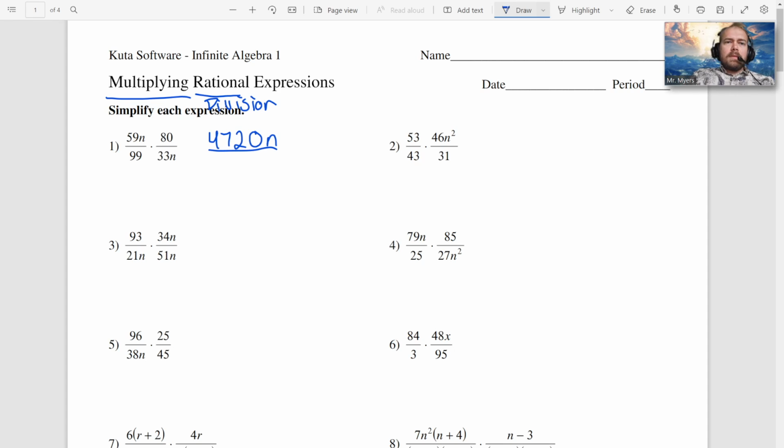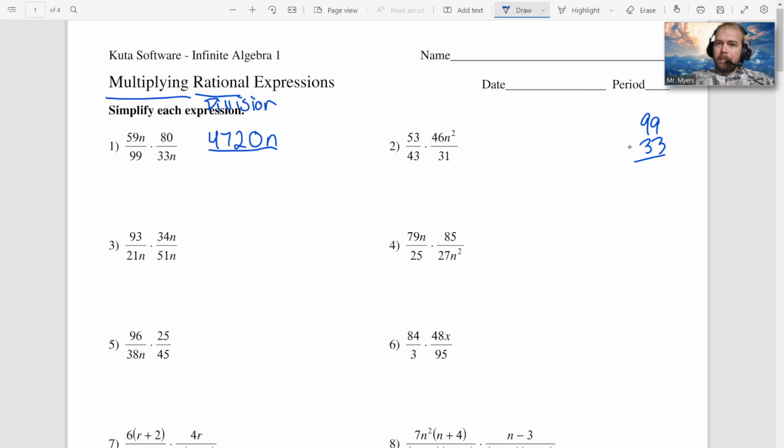So anyways, 4720 in 99 and 33. Okay, so here's what we would do. If we want to do it without a calculator, and there isn't really a good way, then you could just do it the old school way.